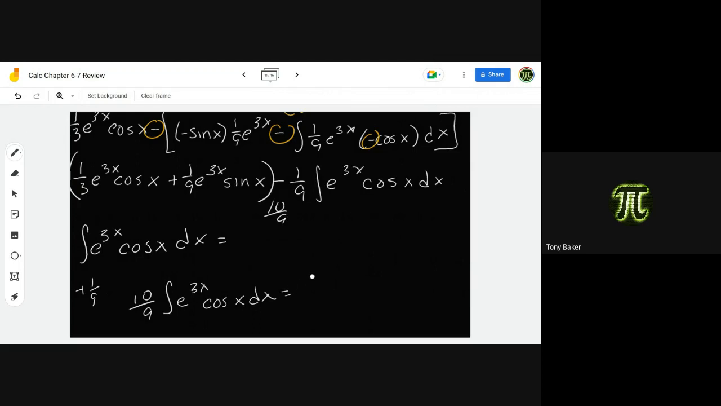So we get 10/27 e to the 3x cosine x plus 10/81 e to the 3x sine x.